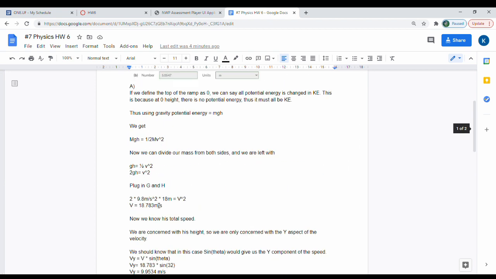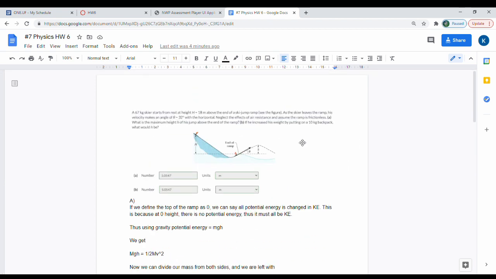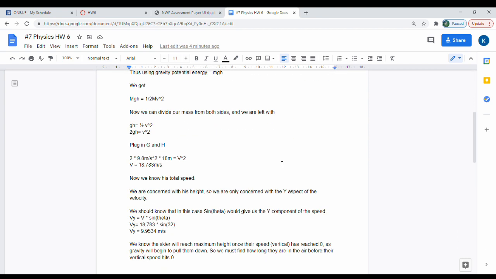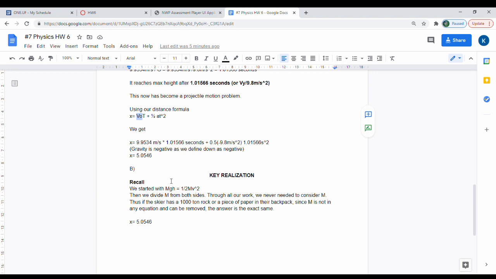Now for b, they're basically saying this guy weighs 10 kilograms more. It's the exact same thing. So okay, if this guy was 10 kilograms more, remember, we started by setting potential energy equal to kinetic energy. mgh equals 1/2 mv squared, or technically delta h, but you know what I mean. But also remember, we divided m from both sides. So throughout our whole entire work, we never used m, which basically means m just has no effect. The mass has no effect on the speed.